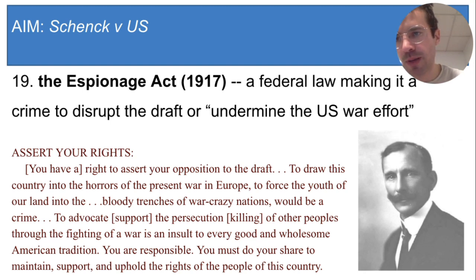In response to these pamphlets, the police arrested Schenck and accused him of violating the Espionage Act and another act called the Sedition Act. And the government said that by encouraging people to resist the draft, Schenck was, quote, undermining the US war effort, just like the Espionage Act forbade. Schenck then sued the government, and his case went to the Supreme Court.